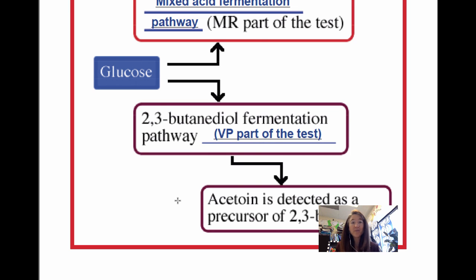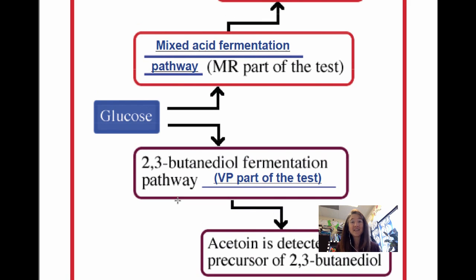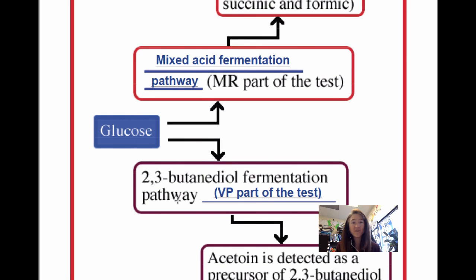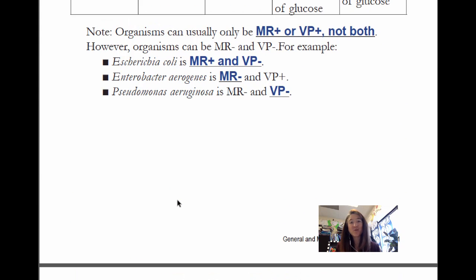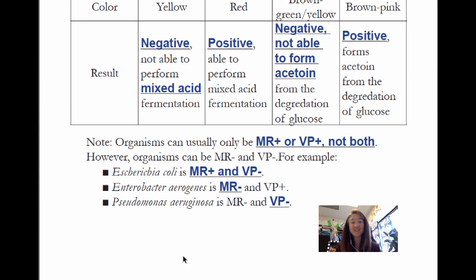Now, one thing to bear in mind is that unless you've got contamination in that tube, then you shouldn't see that your organism is positive for both of these pathways. Of course, we may see that it's negative for both, because you may have a glucose non-fermenter, such as Pseudomonas aeruginosa, that doesn't ferment glucose and therefore uses neither pathway.